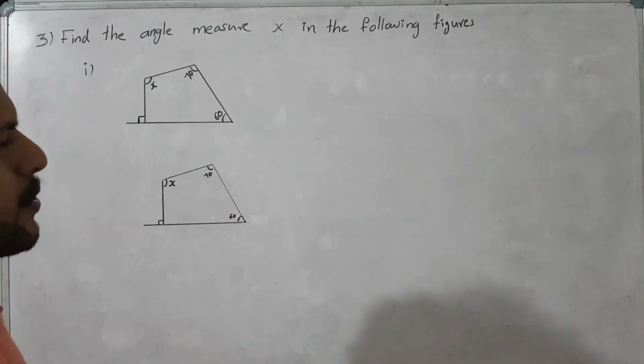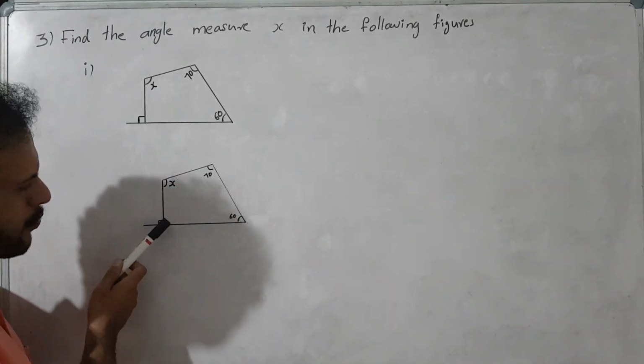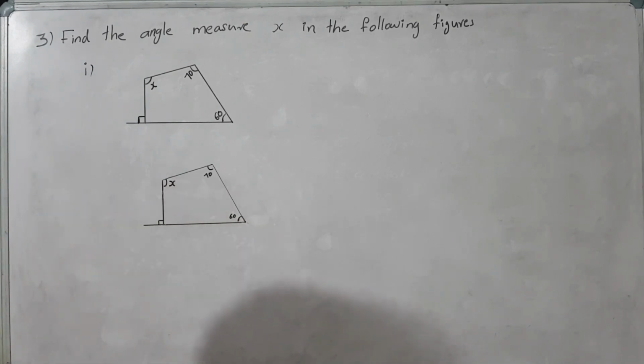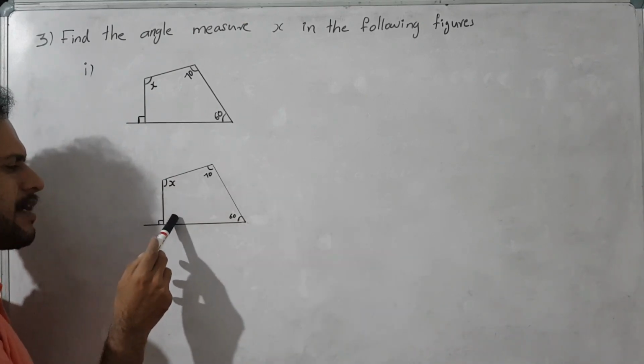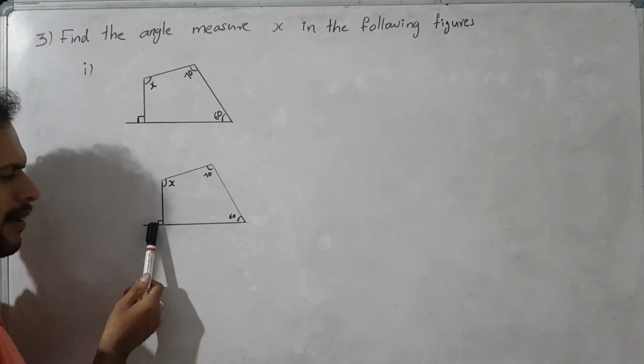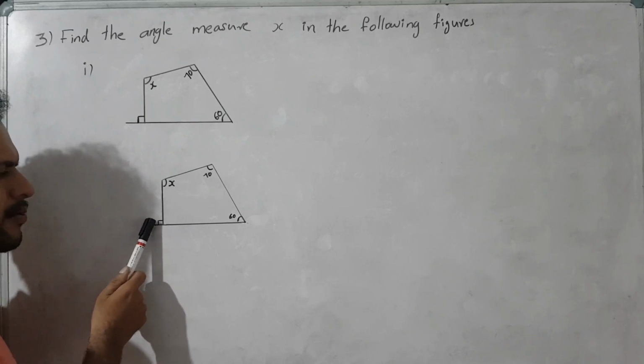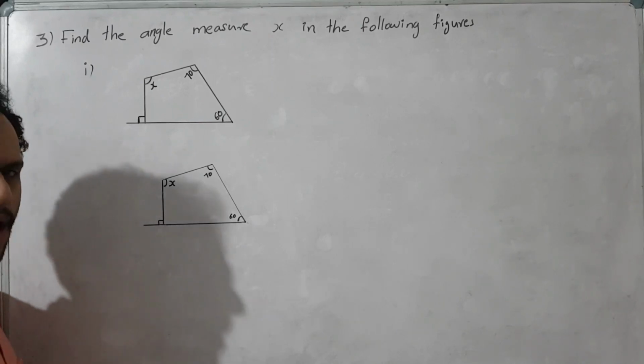Okay, but here the angle value is not given. At this vertex the interior angle is not given, correct? But instead of this, the exterior angle is given here. In this quadrilateral, one vertex's exterior angle is given. What is that? 90 degree.